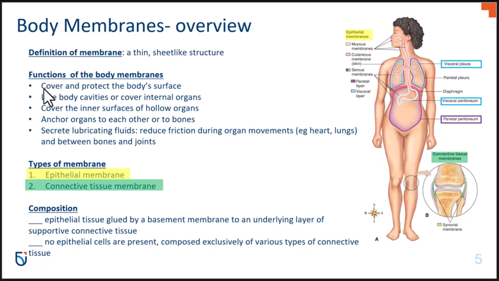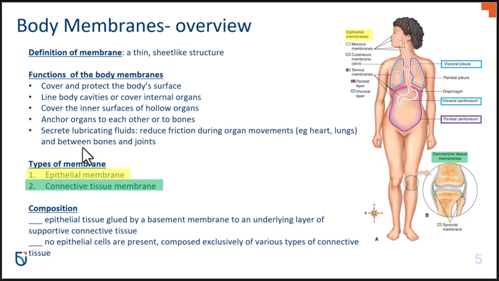Some of the examples here include covering and protecting the body surface, so your skin, lining body cavities, lining internal organs. It's going to also line hollow organs in our body. So a hollow organ, for example, would be your stomach or your bladder, among others. It's going to contribute to anchoring organs to one another or even structures to bones.